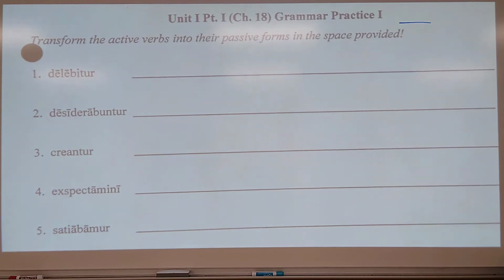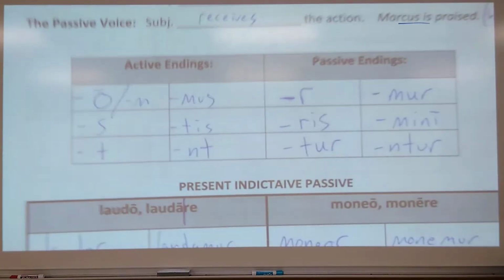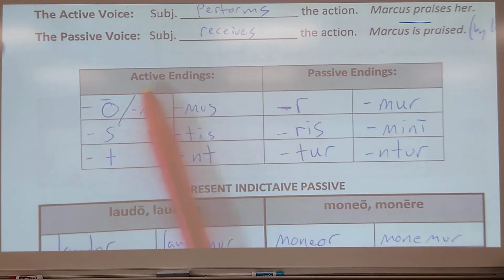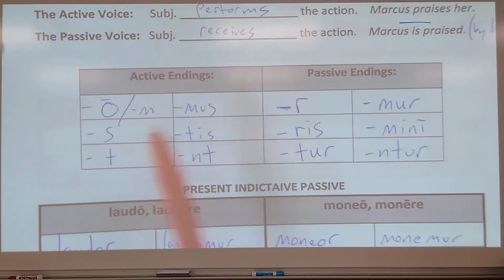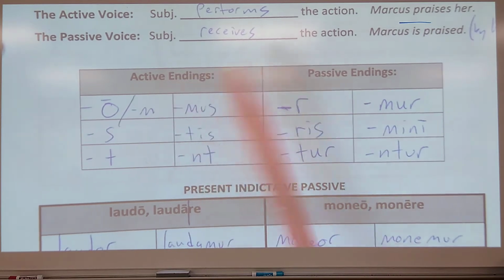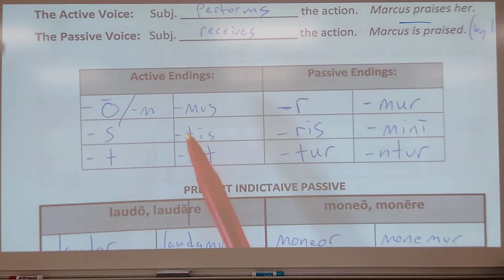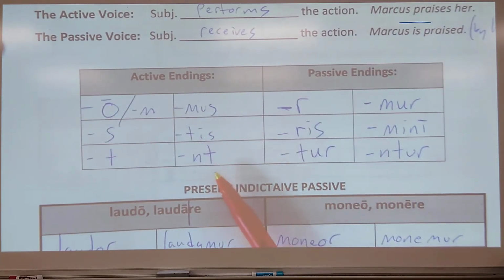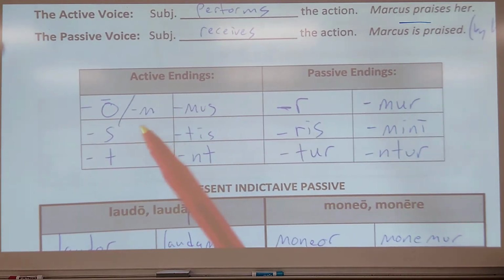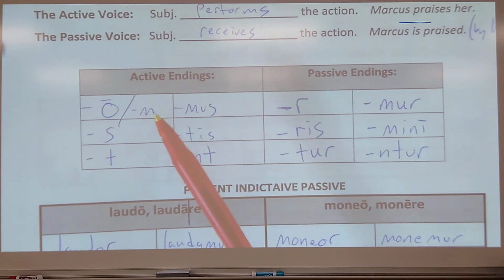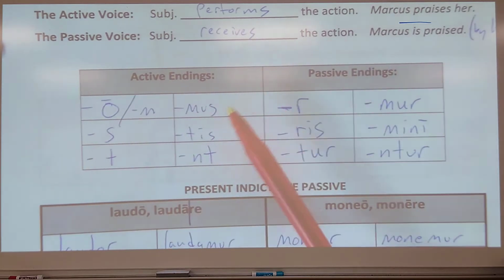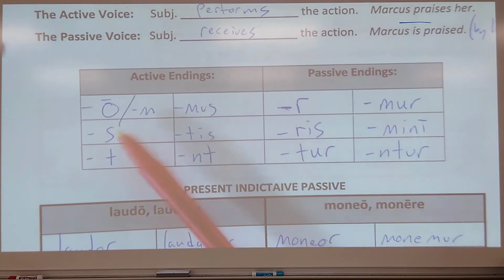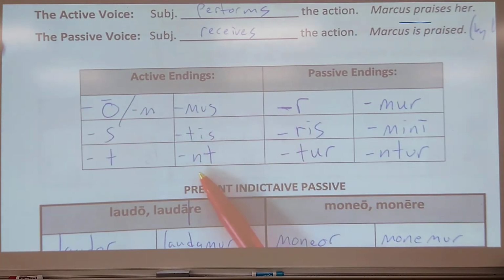Just to review really quick, about halfway down your grammar notes, we reviewed our active endings and how almost all of them in the present system, well, actually all of them, have these endings, right? Whether it's present, future, or imperfect, they basically end the same way. For the present tense, active, we would have o, s, t, mus, tis, nt. For the imperfect tense, in the active, we would have bam, bas, bat, bamus, batis, bant. For future, we have bo, bis, bit, bimus, bitis, bunt.